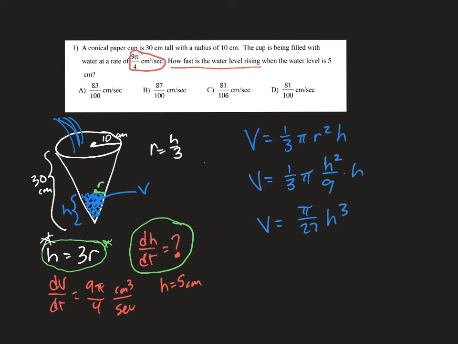This is the formula that I'll take the derivative of. So dV over dt equals, when I bring the 3 down, that's going to reduce this fraction to pi over 9 h squared dh dt.